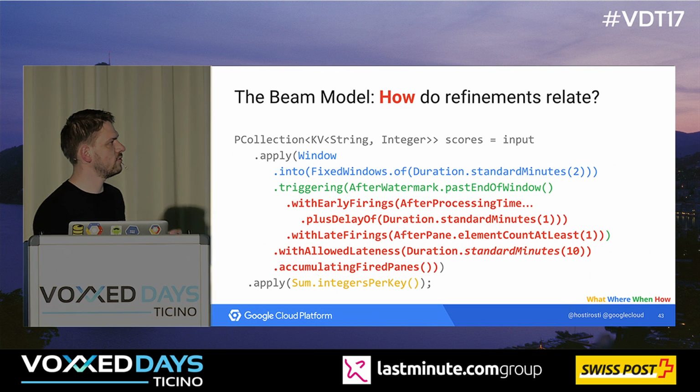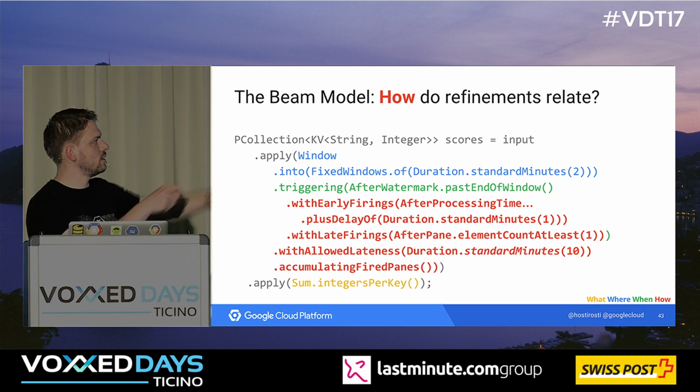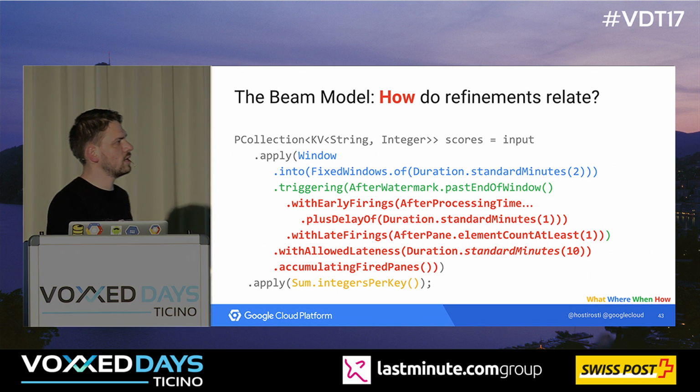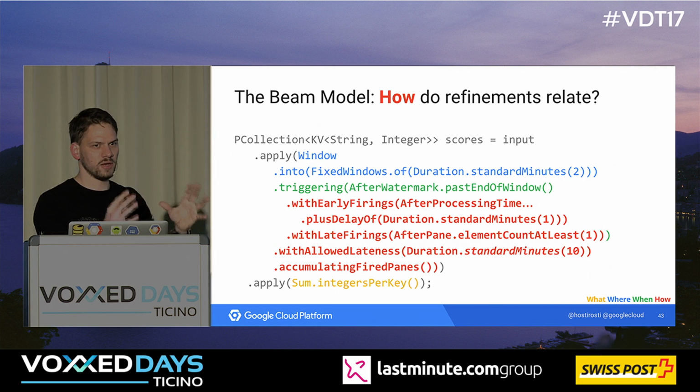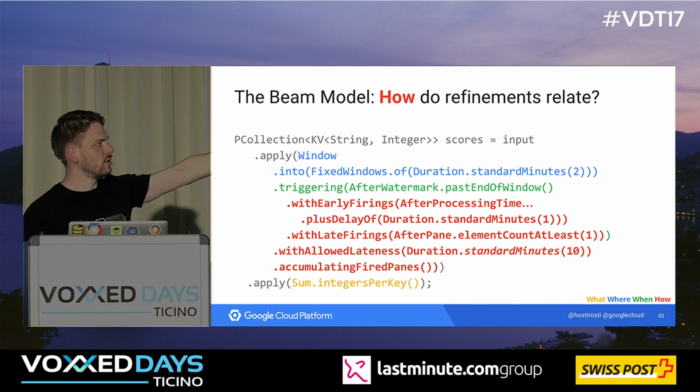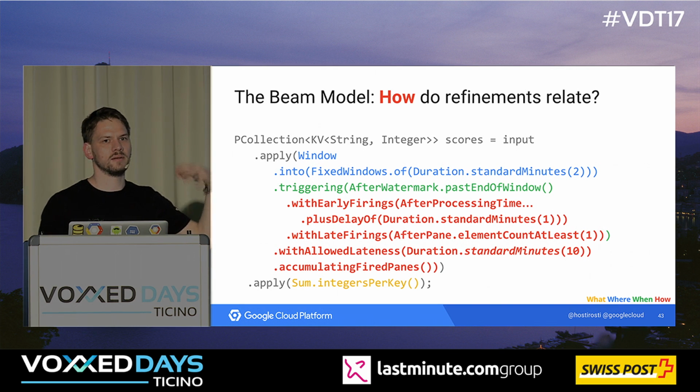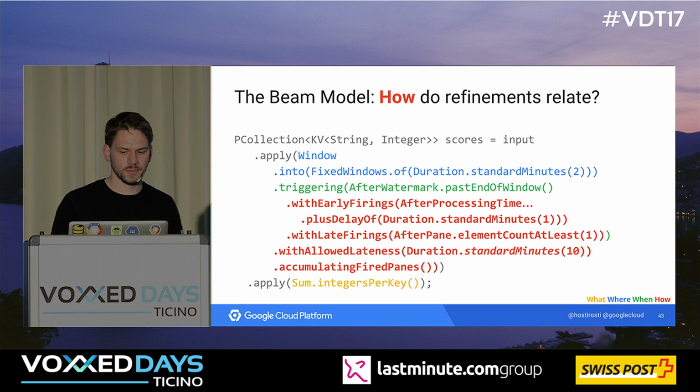The next thing is, if elements come in late, what do I do with them? You see here with late firings, after pane element count at least 1, that tells me when to trigger when late results come in. So if I closed my window, and even one element comes in, I already trigger the calculation, the grouping, again.